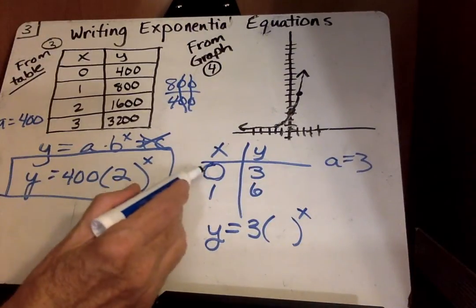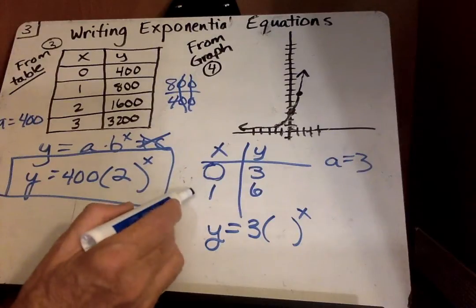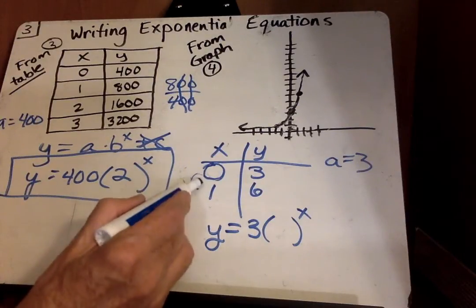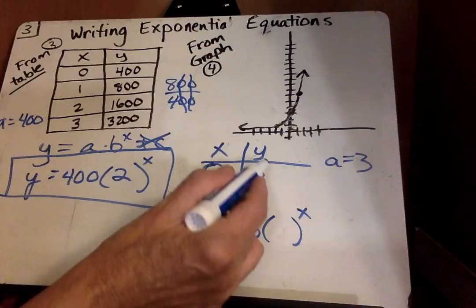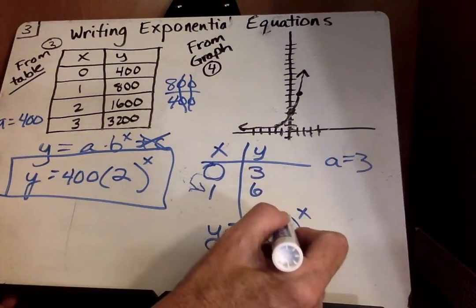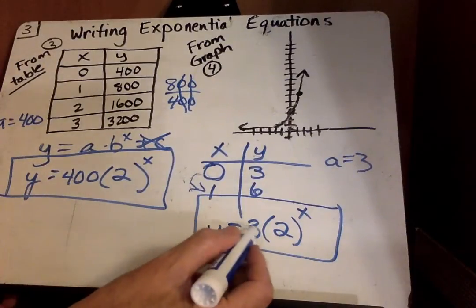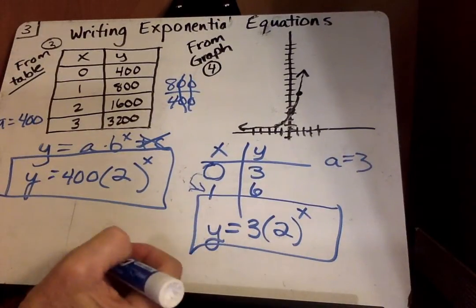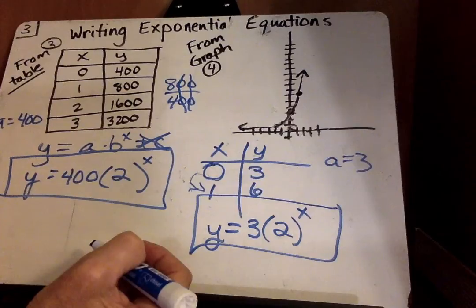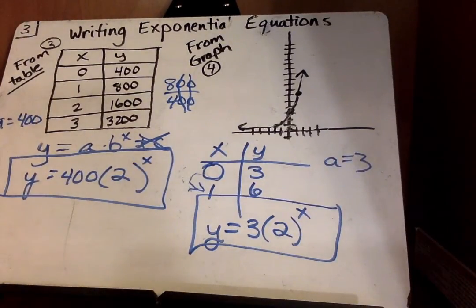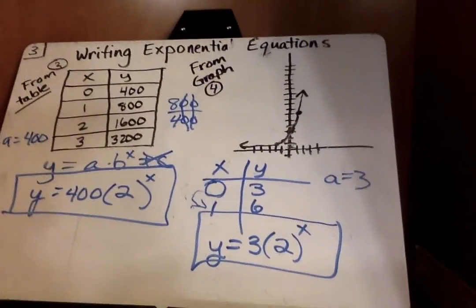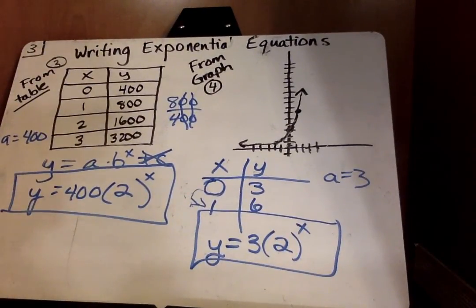So if it goes from 0 to 1, that goes by 1, so it's okay to divide. 6 divided by 3, and that is 2. So here's your equation: y equals a times b raised to the power of x, because there's no c in this particular part of math. Okay? All right. Now, I think I'm going to stop the video, and I'll do a second half in a minute.